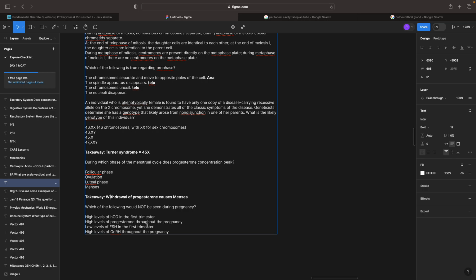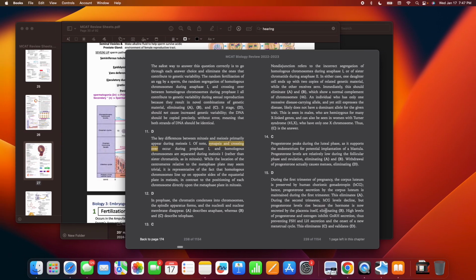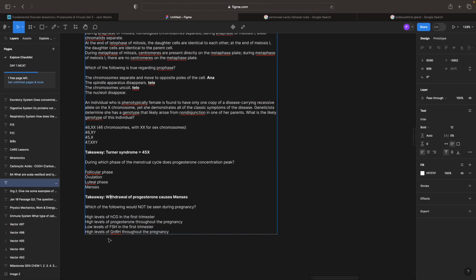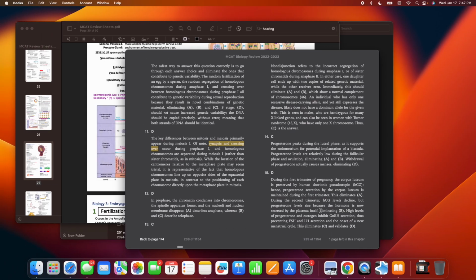Low levels of FSH in the first trimester. High levels of progesterone and estrogen inhibit GnRH secretion, gonadotropin releasing hormone, thus preventing FSH and LH secretion and the onset of a new menstrual cycle. This validates D, thus preventing high levels of GnRH throughout the pregnancy.